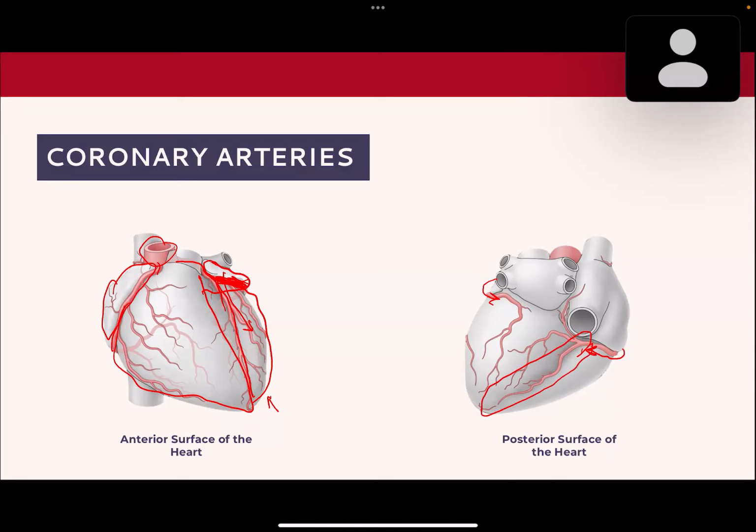Now, some of you might question, why is it not called the right posterior descending artery, just like the left anterior descending artery starts with left? The reason is that they found that 80% of the population has this posterior descending artery originating from the right coronary artery, and only 15 to 20% have it originating from the left circumflex, and that's why it's only called the posterior descending artery.